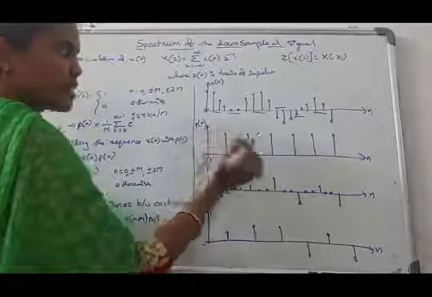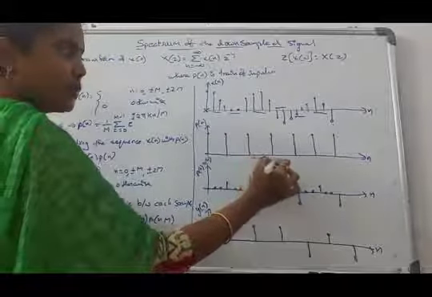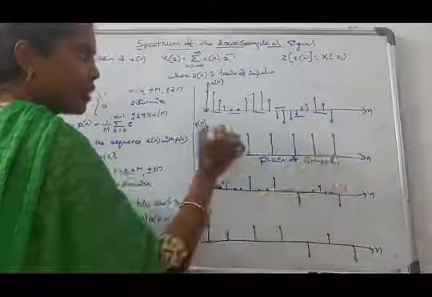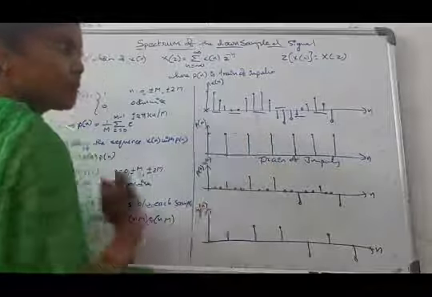The p of n is what? A train of impulses, and all of these have the same magnitude.